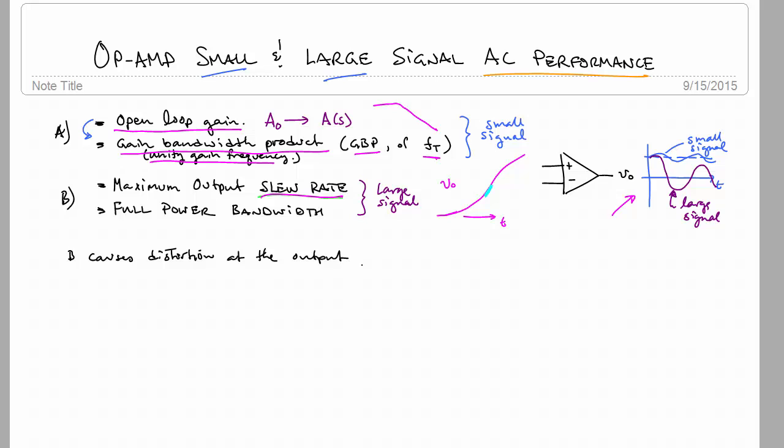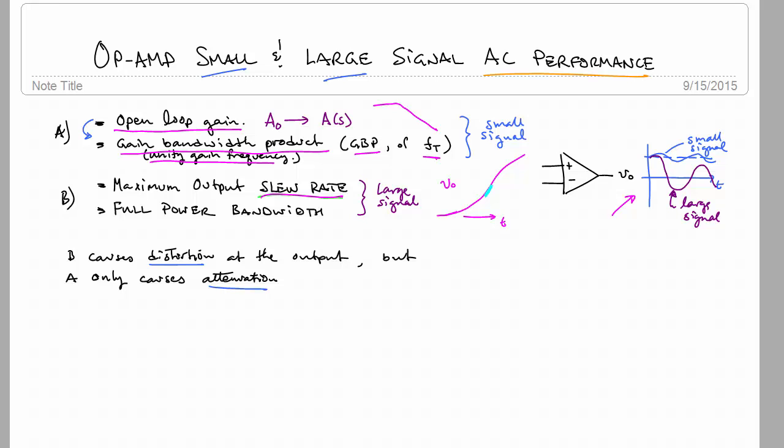But A only causes, what do you think? Does it cause distortion? It does not cause distortion. It only causes attenuation. So keep that in mind. This has to do, again, with small signal versus large signal.